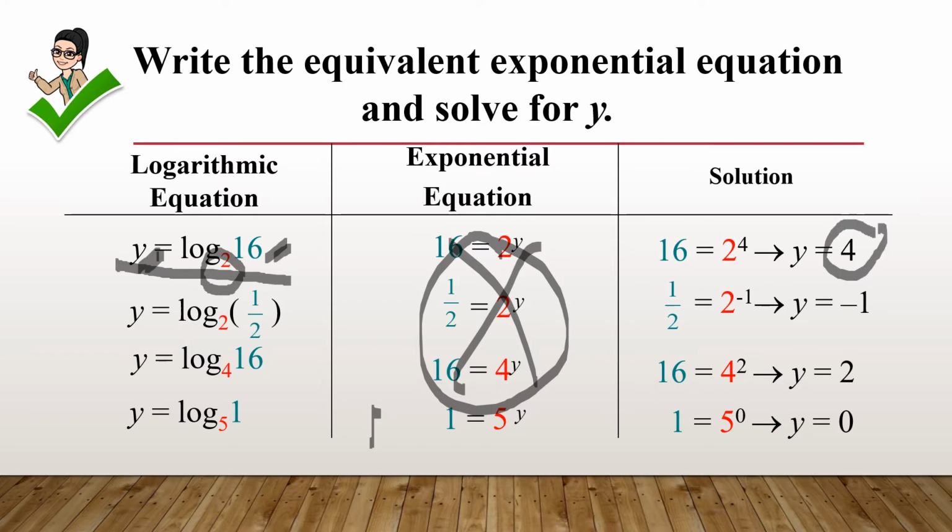Next, 2 raised to blank, 2 raised to y will give 1/2, and that is negative 1. Next, 4 raised to y should give 16. 4 raised to y, what should be my exponent to 4 for me to get 16? And that's 2. And finally, 5 raised to y is equal to 1. What exponent of 5 will give me 1? And that is 0.